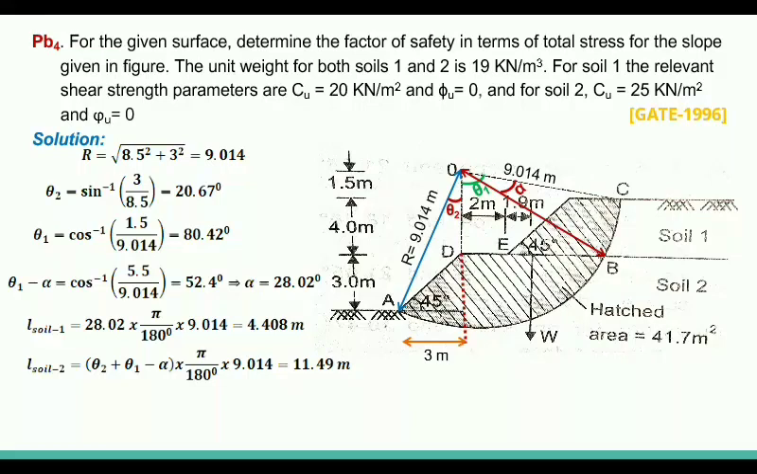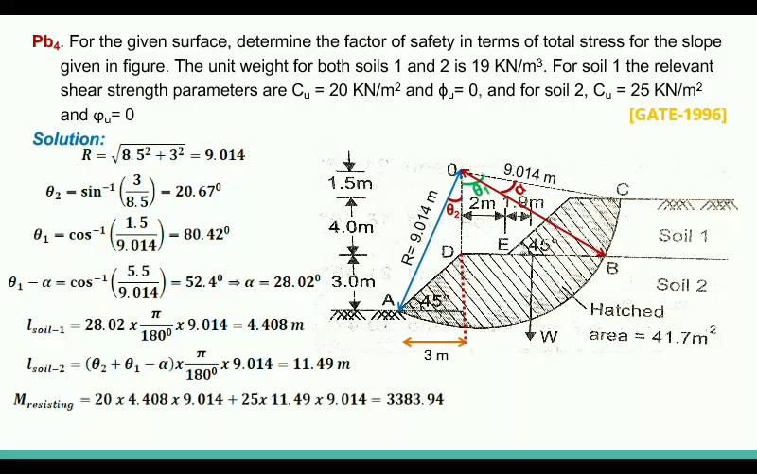See why we are multiplying by pi and dividing by 180 degrees. Whatever angle we have calculated is in degrees, but in the equation we have to write it in radians, so we have to apply the conversion pi divided by 180 degrees, or we can also write 2 pi divided by 360 degrees. Both are equal. In some books you will see 2 pi divided by 360, but both are equal. So the length of arc in the case of soil 2 is 11.49 meter.